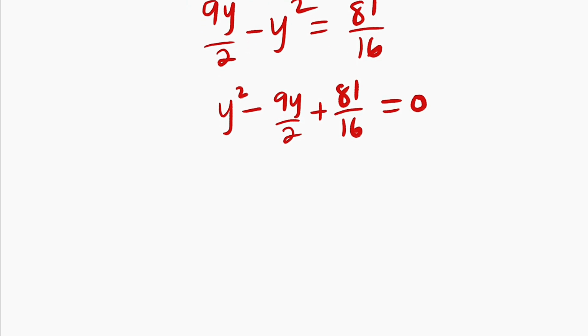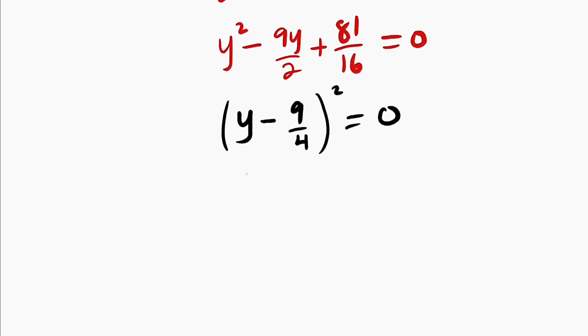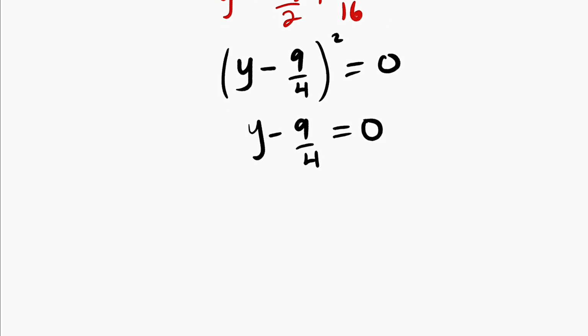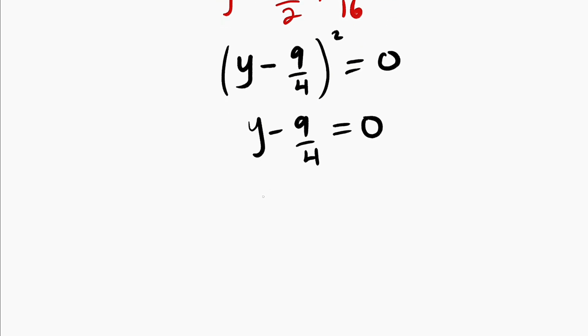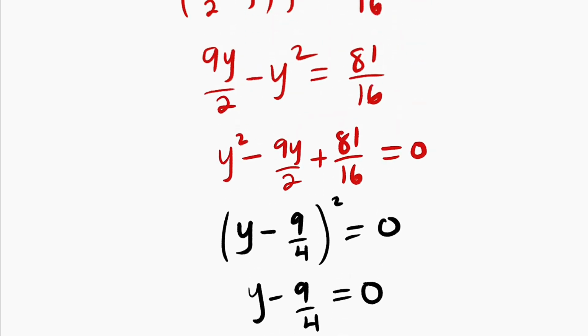If it is a perfect square quadratic equation, we can factorize it as y minus half the coefficient of y, which is 9 over 4, all of this squared, and this is equal to 0. Take the square root of both sides, you have y minus 9 over 4 equal to 0. And if you take negative 9 over 4 to the right, you have that y is equal to 9 over 4. So now we have just solved for y, but remember we are also looking for x.